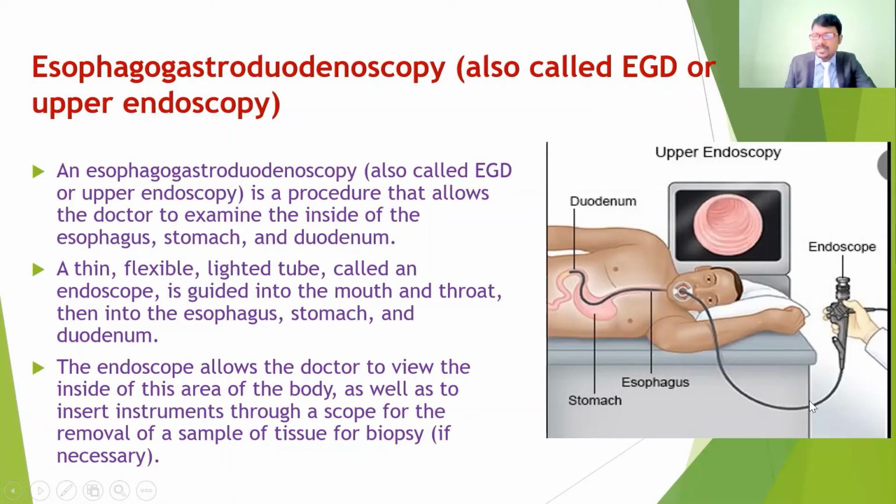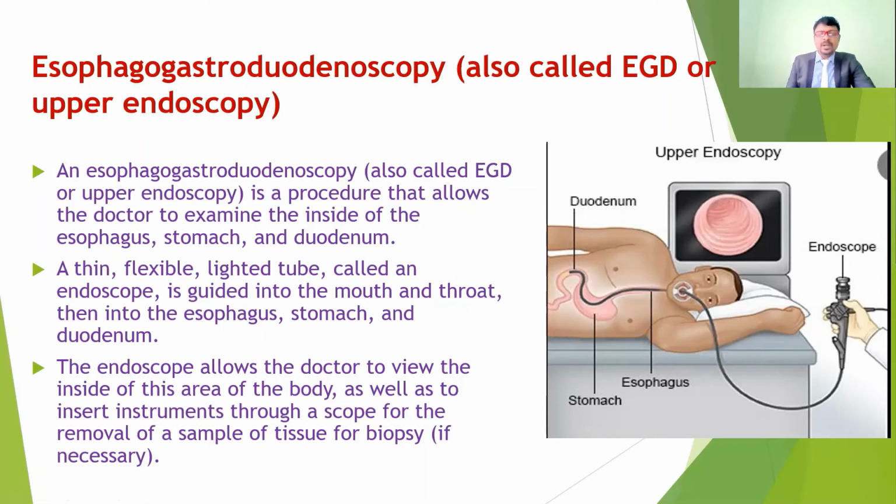So we send a small tube through the mouth, through the pharynx, esophagus, and stomach until the duodenum. It's nothing but upper endoscopy. We are not going down. So the upper part of the gastrointestinal tract is going to be examined.